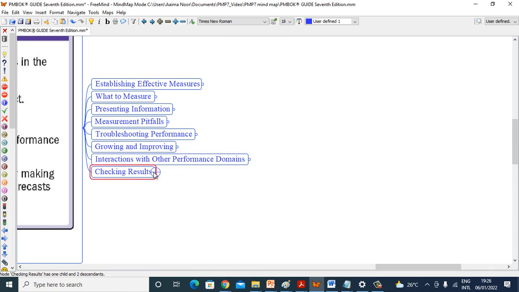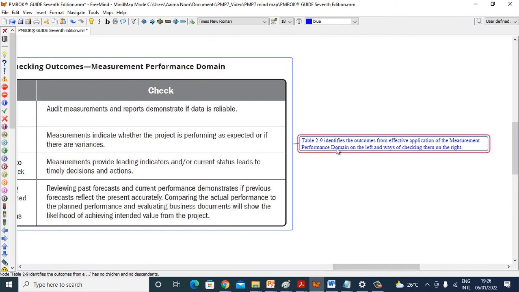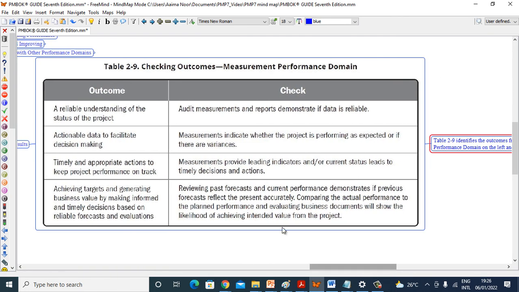Checking results. Table 2-9 identifies the outcome from effective application of the measurement performance domain on the left and ways of checking them on the right. Table 2-9, checking outcomes, measurement performance domain. Outcome: a reliable understanding of status of the project. Check: audit measurements and reports demonstrate if data is reliable. Actionable data to facilitate decision making. Measurements indicate whether the project is performing as expected or if there are variances.